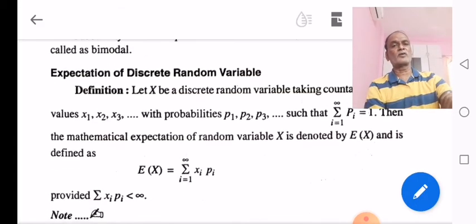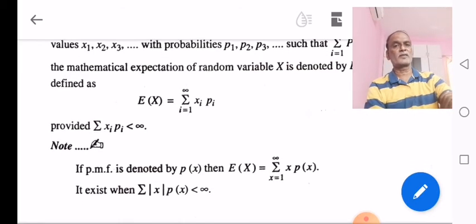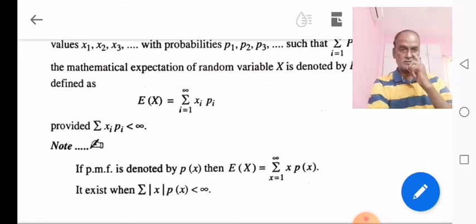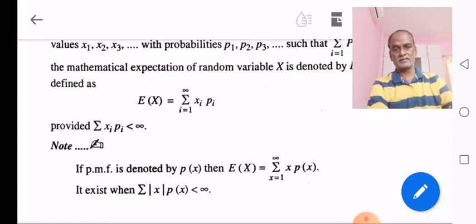So the expected value of X is the sum of the products of the possible values xi with their respective probabilities pi, provided this summation exists. If it exists, then and only then can we find the expected value of X, otherwise not. Sometimes it is better to define the PMF of random variable X by p(x). In that case, the expected value of X is the summation of x times p(x). It exists when the summation of the absolute value of x p(x) is finite.